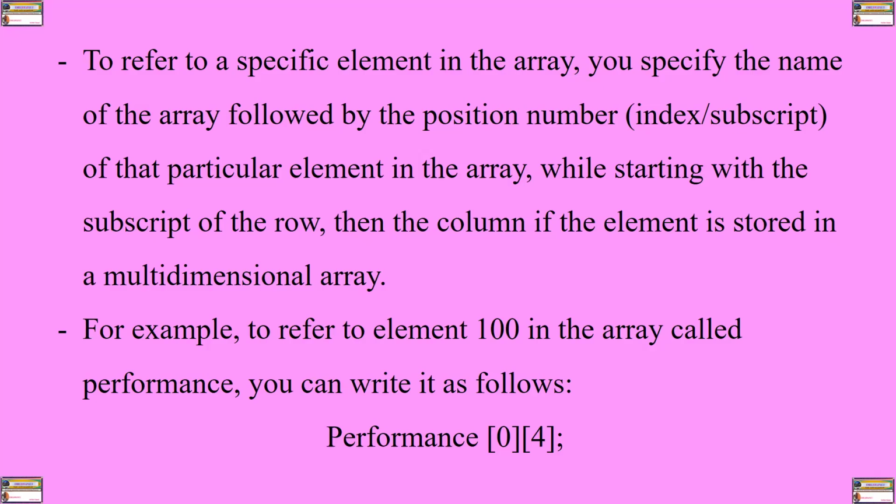When you write this statement in a program, it simply means that the value you are referring to is a value in the array called performance whose row index is 0 and column index is 4, meaning that this value 100 is found in the memory location called performance in the first row but 5th column.